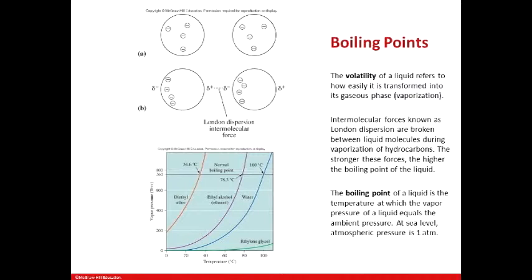So let's talk then about this thing we call boiling point, because this is important to the next slide you're going to see. The volatility of a liquid refers to how easily it's transformed into a gaseous phase. How easily does it vaporize? We call that volatility. It is more volatile if it vaporizes easier. For example, if you pour alcohol on the bathroom sink and you pour water in the bathroom sink, the alcohol will leave faster because it is more volatile than the water.